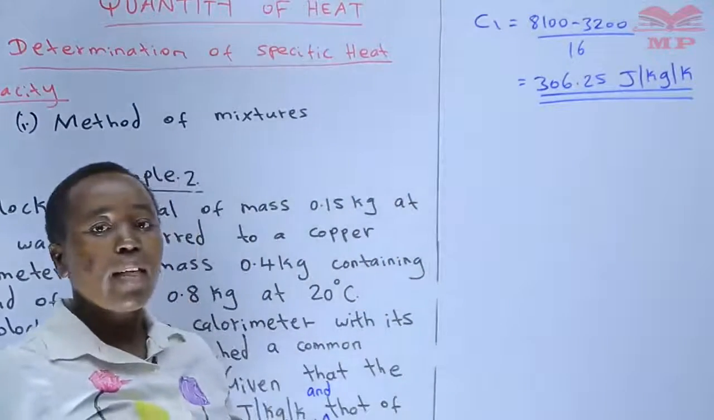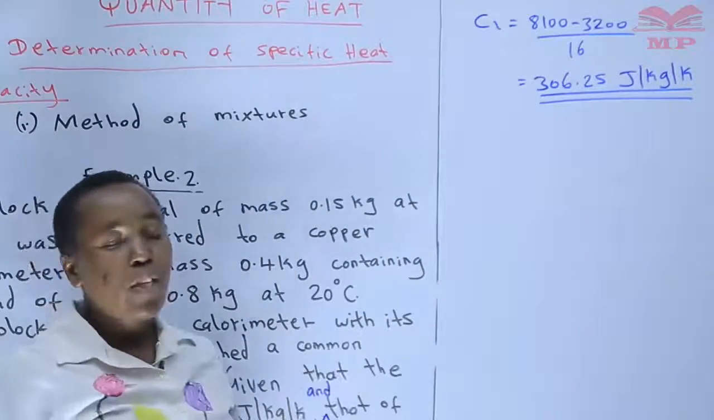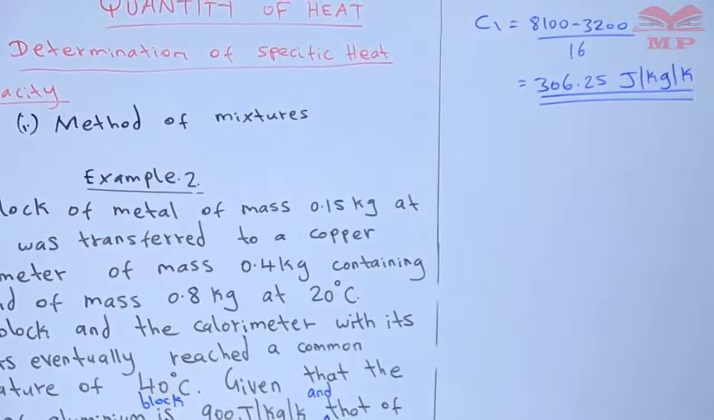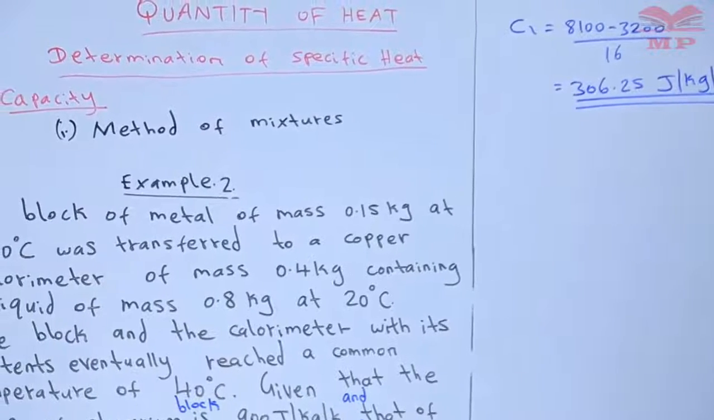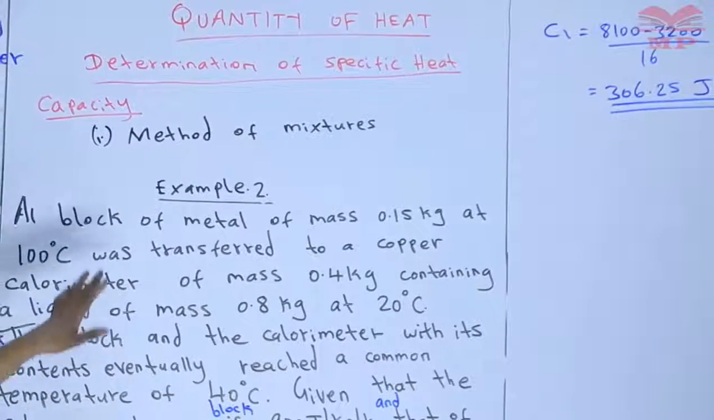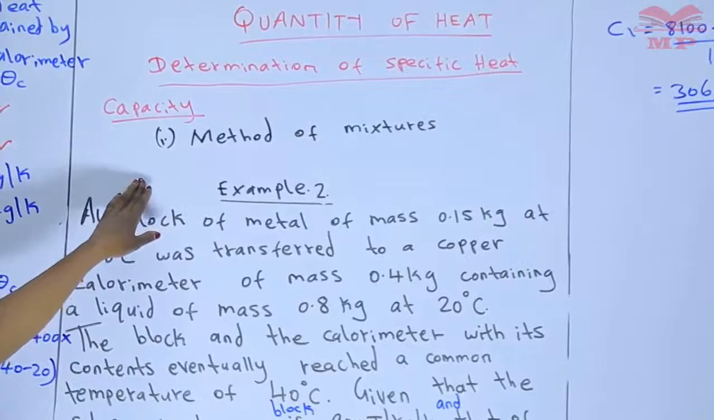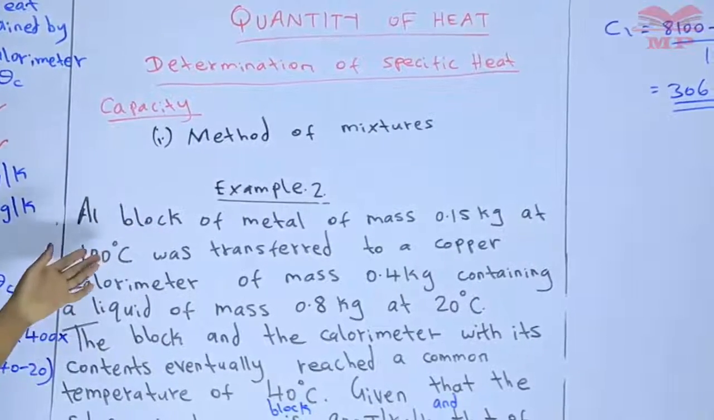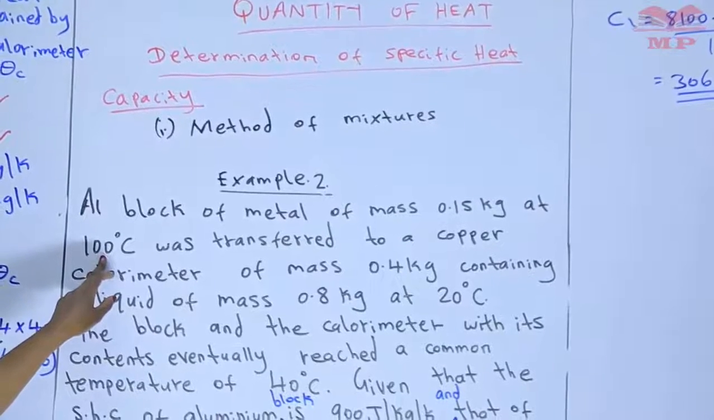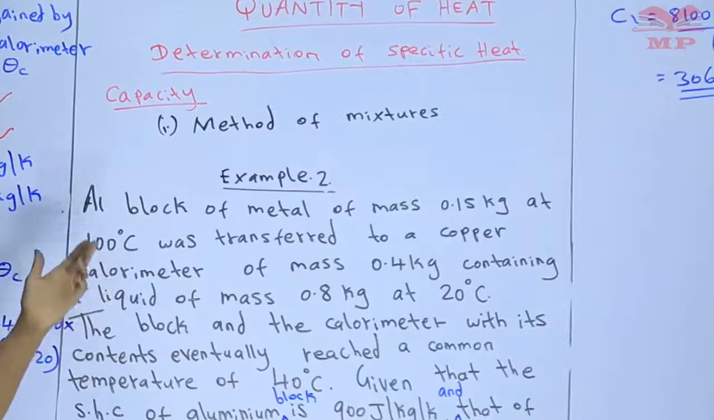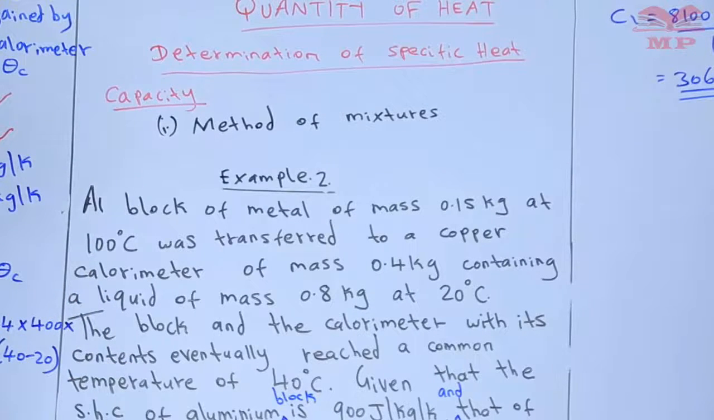Did you get that? So that's how we get the specific heat capacity: 306 or 306.25 joules per kilogram per Kelvin. So it's very easy. First thing, what is losing heat and what is gaining, and that can be shown by the drop in temperature or the rise in temperature. So you can be able to tell what is losing heat and what is gaining.